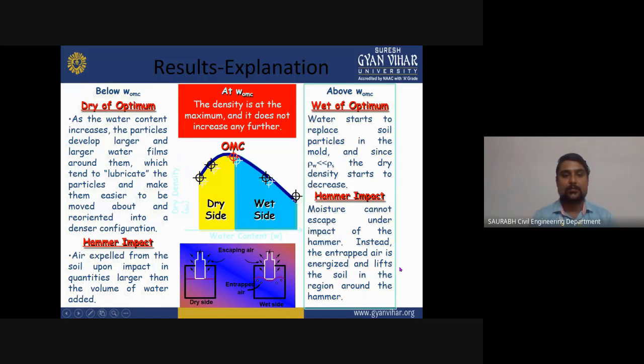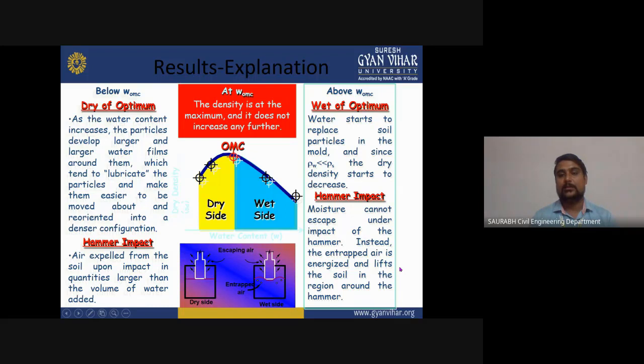What will be the results on the dry side of optimum? As the water content increases, the particles develop larger and larger water films around them, which tend to lubricate the particles and make them easier to be moved about and reoriented into a denser configuration. Here is also hammer impact. Air is expelled from the soil upon the impact, and the quantity is larger than the volume of water added.